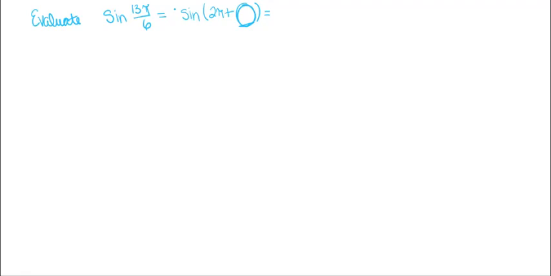So the way I do it is I say 13 pi over 6 minus 2 pi, which is the same thing as saying 12 pi over 6, right? Because 12 divided by 6 is 2. So that gives me pi over 6. So 13 pi over 6 is the same thing as saying 2 pi plus pi over 6. And the sine of pi over 6 is 1/2, as we saw earlier.